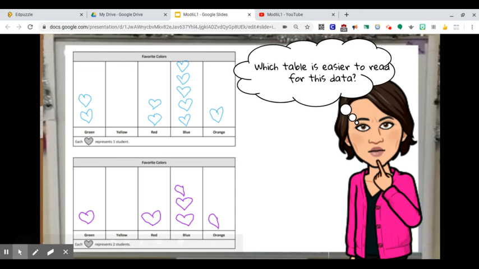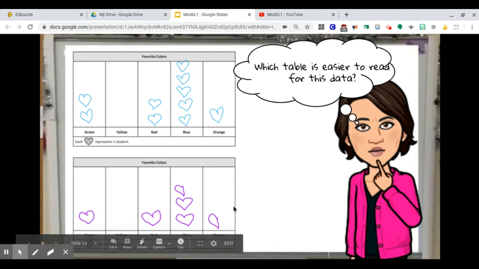Now, when you look at these tables, is it easier to read one table versus the other to collect our data? In this instance, it might be a little bit easier to read the one on the top, where each heart equals only 1 student, because we didn't collect a lot of data. But if we had surveyed the entire 3rd grade and we did need to fit 75 students' votes, it would be easier to represent it with our lower table and have 2 or 3 or even 5 votes per heart.